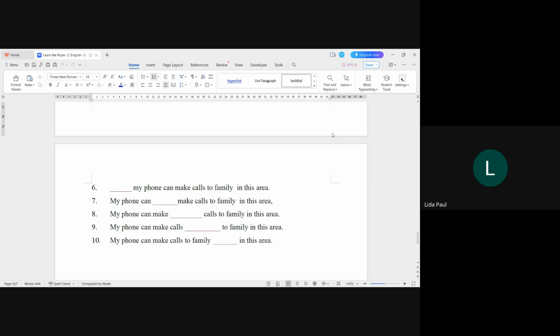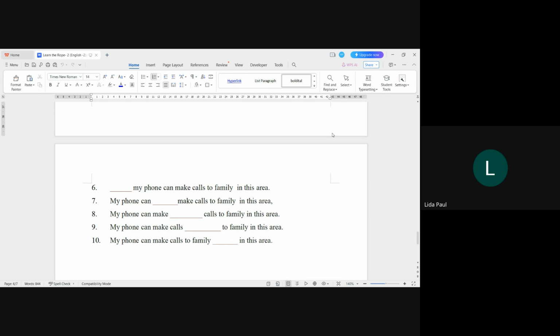Now, the eighth one: "My phone can make only calls to family in this area." The seventh and eighth are, I think, similar. The only difference is they've used a phrase. So I think it's all right, right? "My phone can make only calls to family in this area," same meaning. That is, only calls, nothing else with this phone.